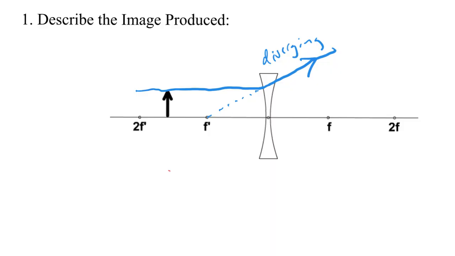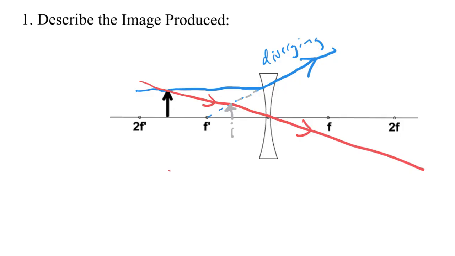Okay, so the rule I like, because it's so easy, is the one that goes for diverging and converging. You're going to go right through the optical center. So where these two meet, where the two rays meet, or the dotted line and the ray meet, is where the head of the image is.